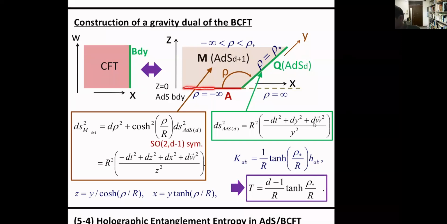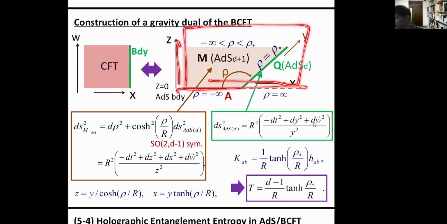In that case, this is the extra dimension Z, right? This is the Poincare space, and this is the AdS boundary. The AdS boundary is here, right? This is a boundary, and this is the extra dimension, and so the CFT always lives on the boundary. But this is this part. Okay, this part, I just write it here.